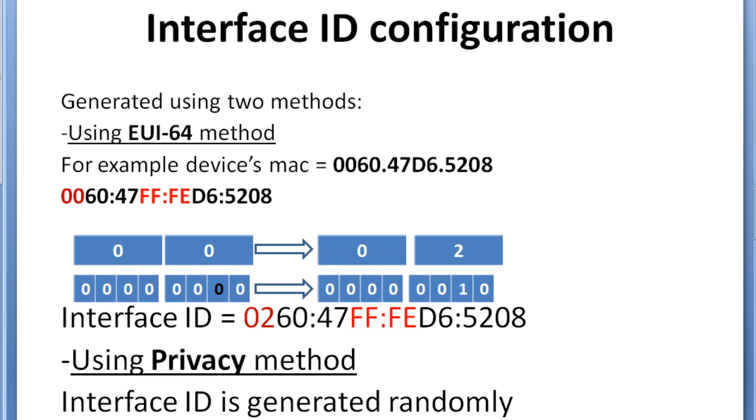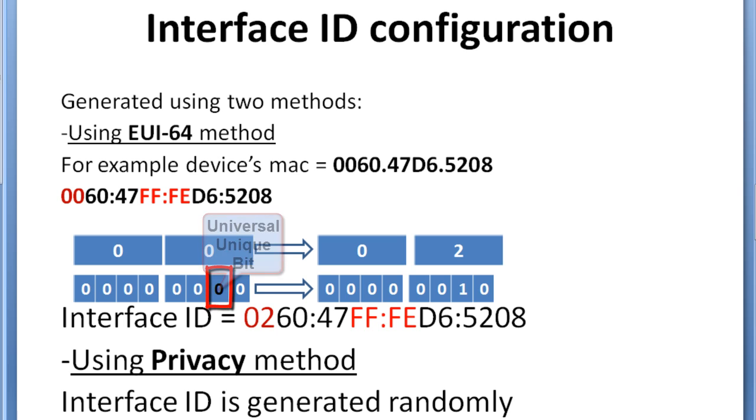In order to resolve this problem, the device inserts FFFE in the middle of the MAC address, as you see up here in this presentation. That's how the interface ID is generated using EUI-64, and the seventh bit is changed from 0 to 1, like you see up here. The MAC address for this device is 00, and as you see up here, we have 02.